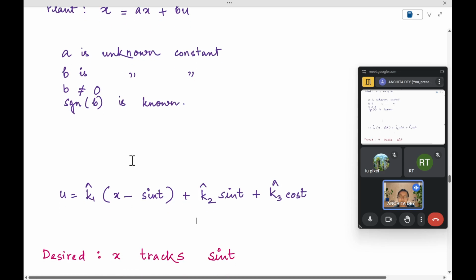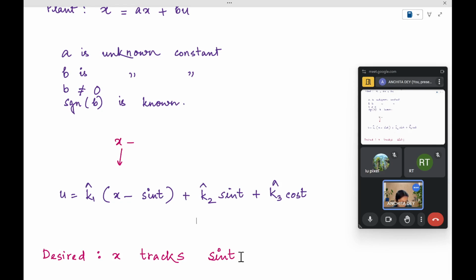If you notice, we have the same structure here. You can see we have the same structure. We want to track sine of t. That means your sine of t is your xt, isn't it? So if sine of t is your xt, we have something like K1 hat into x minus xt plus K2 hat into xt plus K3 hat into xt dot, because it's just sine t's derivative, which is cosine of t.